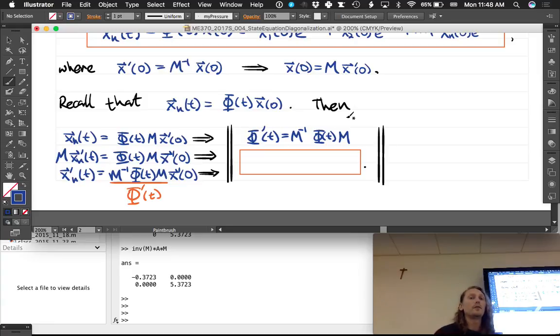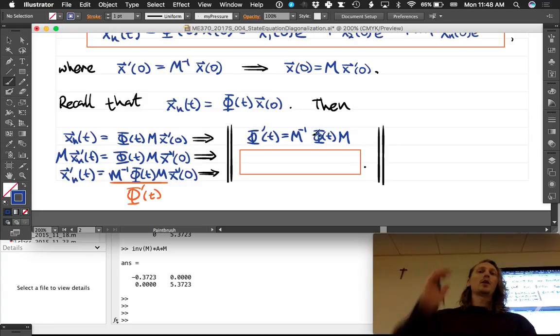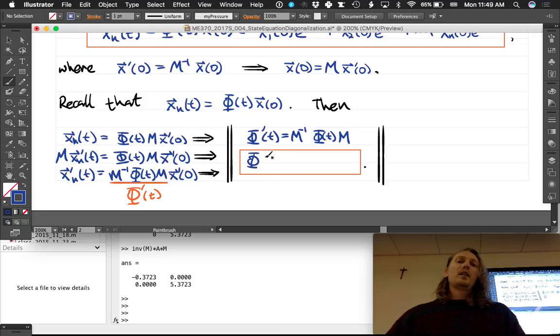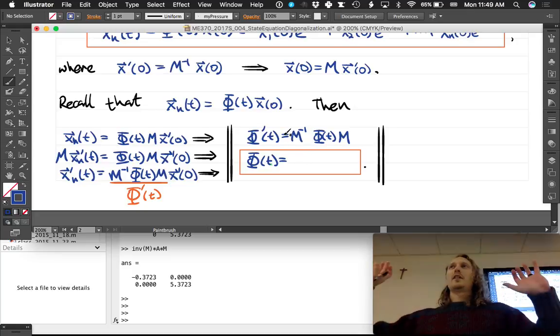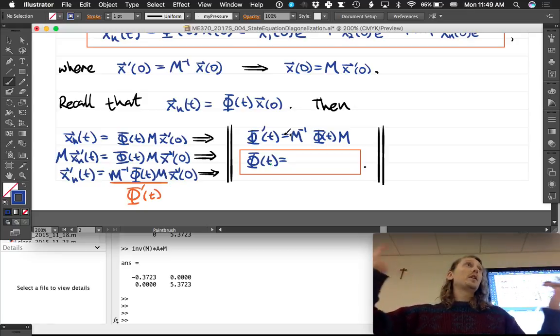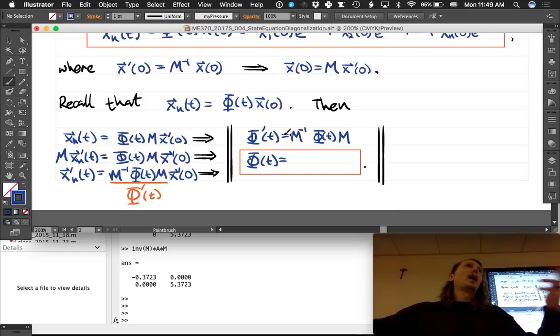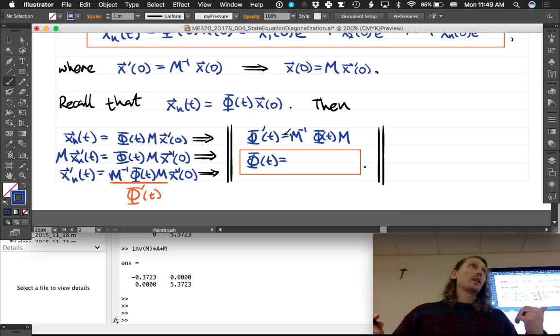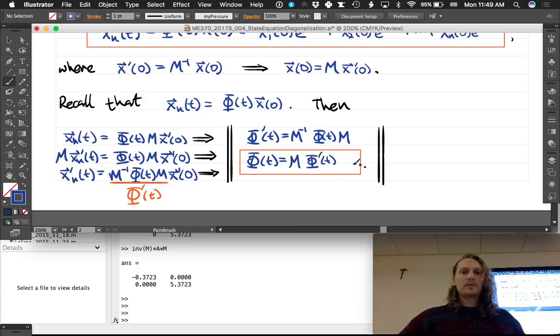So if you found phi, or if you found phi prime, you could transform one into the other using this equation. And the way that we're usually going to want to go, because phi prime is easy to compute, but we often would like to know what phi is. So you could do all of your solutions in the primed coordinates and at the end transform, or you could say, okay, I found phi prime, I want to do the rest of it in my original coordinates. So transform it back to the unprimed coordinates, and you get m phi prime of t m inverse.